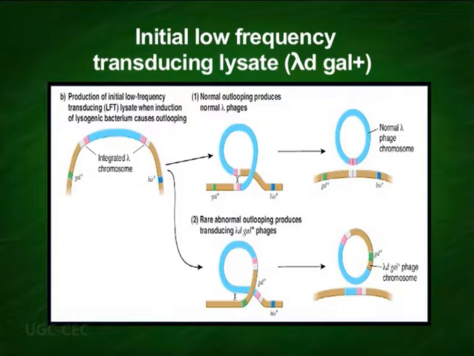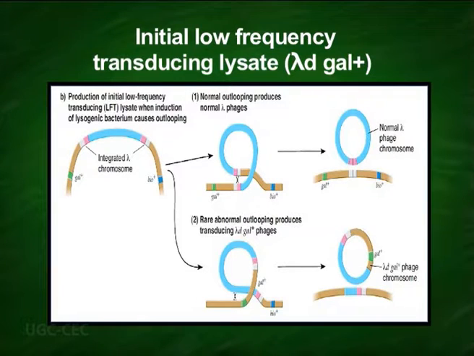So there are two chances. After the prophage gets excised out, it might undergo normal outlooping or rare abnormal outlooping. Now the presence of abnormal phages in the phage lysate is very low, maybe 1 per 10 to the power 5 progeny phages produced. Hence the phage lysate is known as the initial low frequency transducing lysate. Why? Because the rate of transduction will be low, because the number of abnormal phages is low.